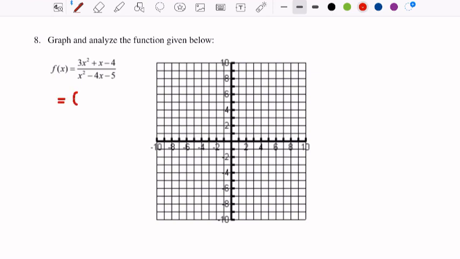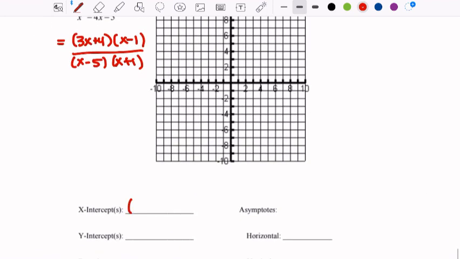We're going to have, let's see, 3x and x. I think this is going to be 3x plus 4, x minus 1, and then this will be over x minus 5, x plus 1. Okay, how does this help us out? Well, I know that my x-intercepts are going to be where my numerator is equal to 0, because that's where my function would be equal to 0.